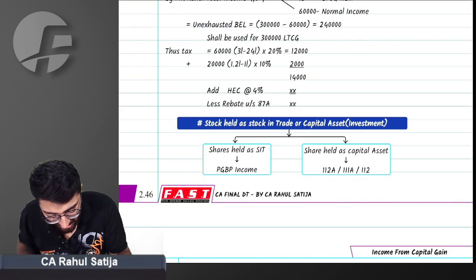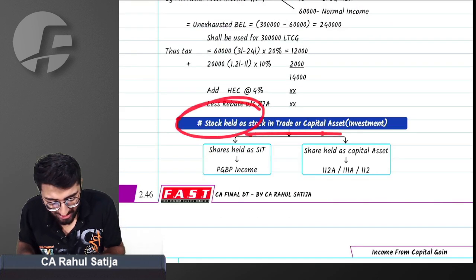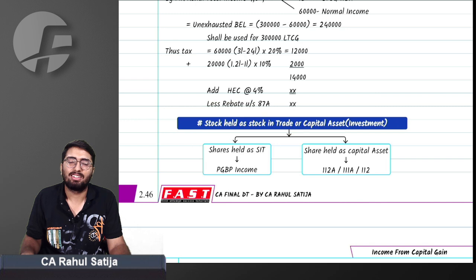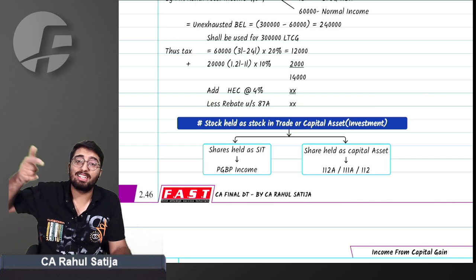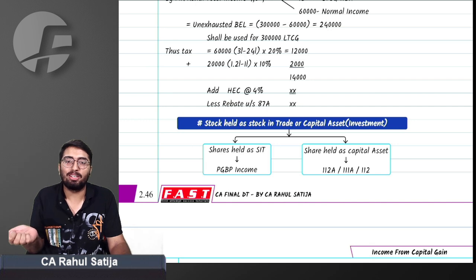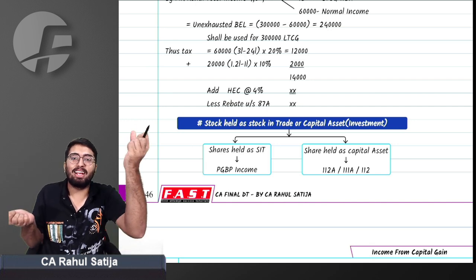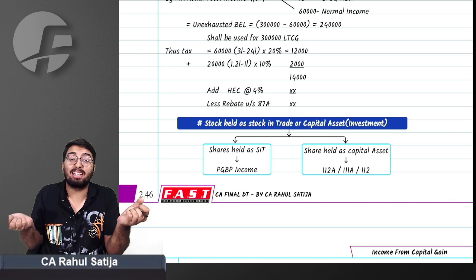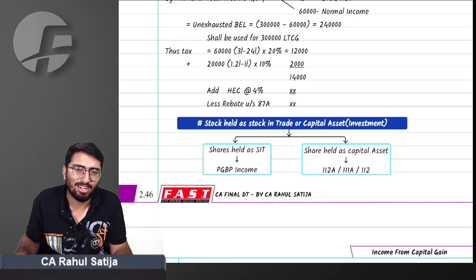I'm sorry for that. See, now security is held as stock in trade or capital asset. How will you classify, and why will you classify whether securities are capital asset or stock in trade? Sir, if it is stock in trade, taxability will be under PGBP, at slab rate. If they are held as capital asset, it will be taxed at concessional tax rate. So it is important to classify.